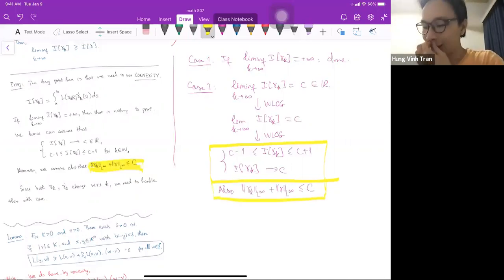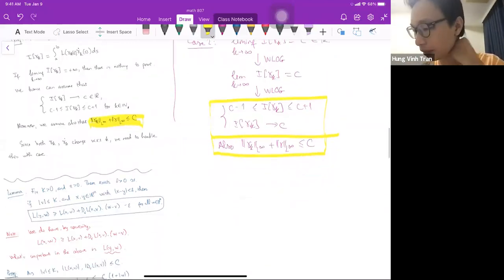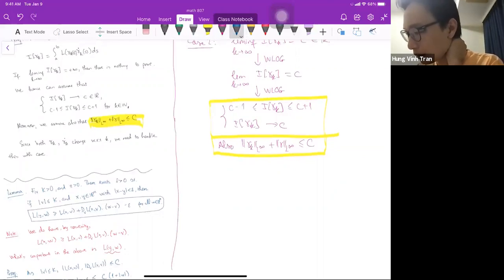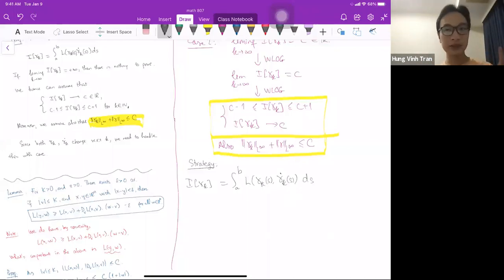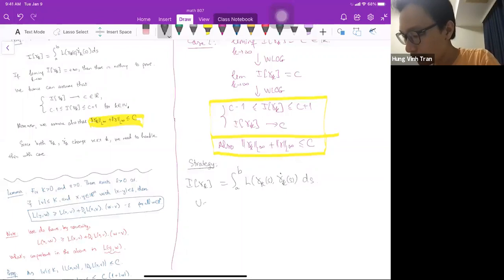We have done certain reductions to get to this setting. So what's the strategy? Let me say it right away, before we move on to the technicalities. We have I(gamma k) equals the integral from a to b of L(gamma k(s), gamma k dot(s)) ds. This is the action functional. I need to use convexity and superlinearity.